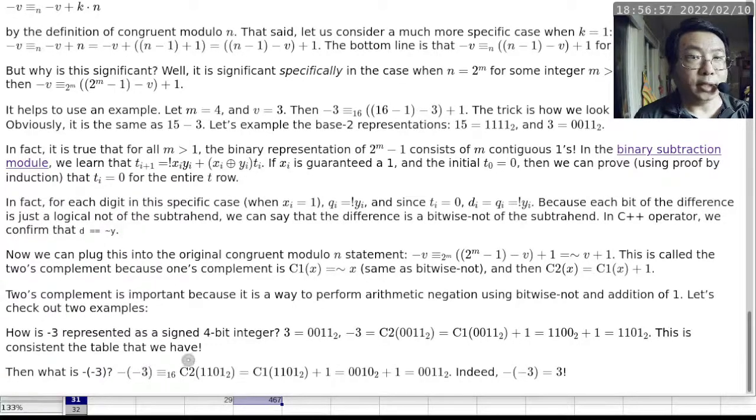-3? -3 we found earlier has a bit pattern of 1101. So now we are really just taking the 2's complement of 1101, because taking the 2's complement of something is the same thing as the arithmetic negation of something. 2's complement expands to 1's complement plus 1. 1's complement is really just flipping all the bits. So if the original bit pattern is 1101, then it becomes 0010, because all the 1s become 0s and all the 0s become 1s. So now we have 0010 plus 1, which is 0011, which indeed is 3.